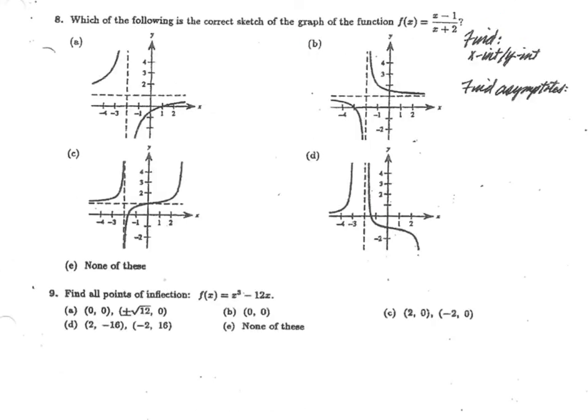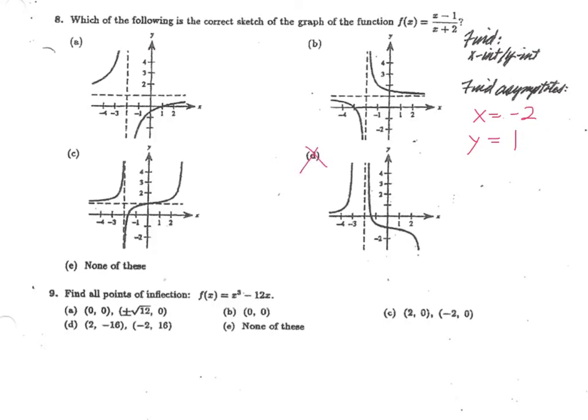For number 8, we want to match the function with its graph. So first we want to take a look at our horizontal and vertical asymptotes. The vertical asymptote would be x equals negative 2, since that would make the denominator go to 0. And since the degrees are the same on the top and the bottom, our horizontal asymptote would be y equals 1. So that looks like all of the graphs but D, so we can eliminate D.